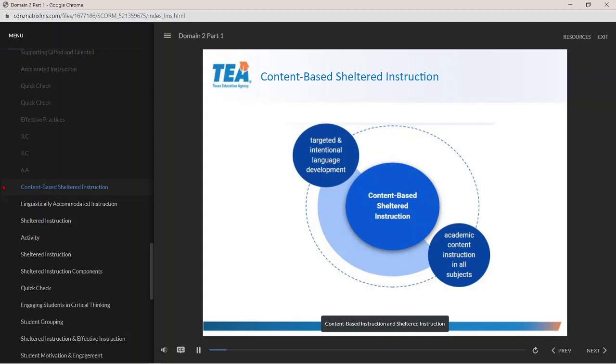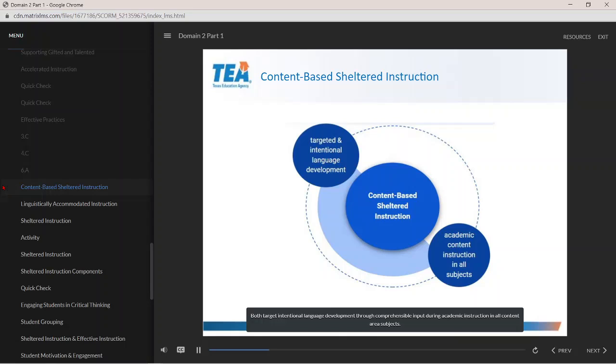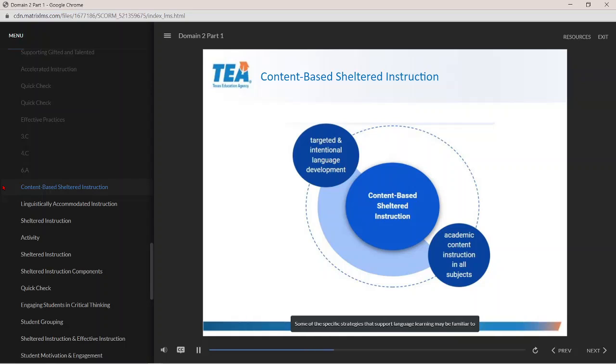Content-based instruction and sheltered instruction are nearly synonymous terms. Both target intentional language development through comprehensible input during academic instruction in all content area subjects. Some of the specific strategies that support language learning may be familiar to teachers as best practices. However, keep in mind, best practices alone do not suffice for the specific language needs of English learners. To put it in the language of the components in this section, ELs require appropriate linguistic accommodations within content-based instruction to promote their communicative competence.